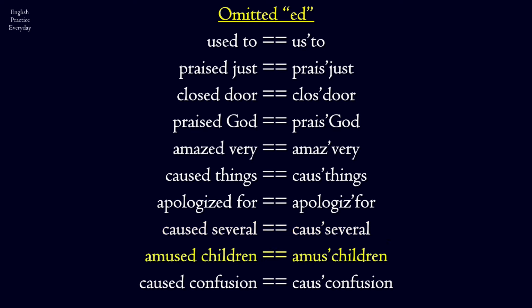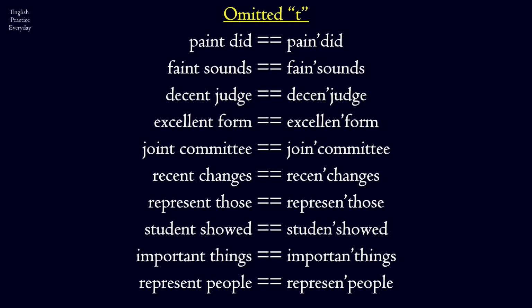Amused children would be amused children. Caused confusion would be cause confusion. Omitted t. Paint did would be pen did, pain did.